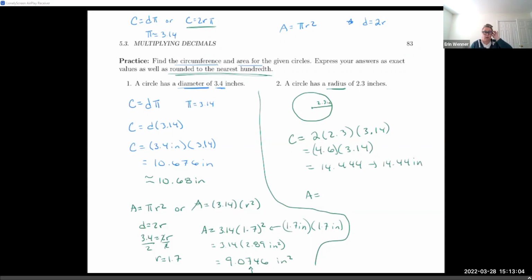And again, for circumference, that's just a linear measurement. So it's just inches. It's not inches squared.